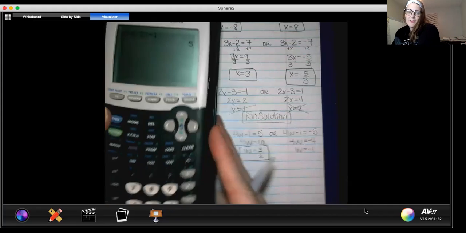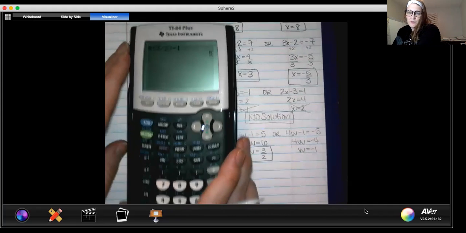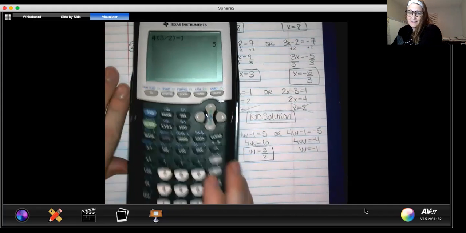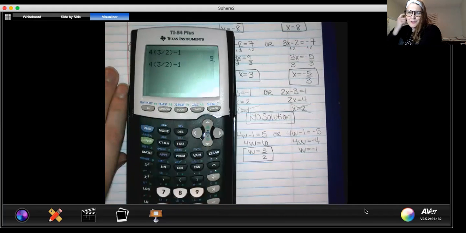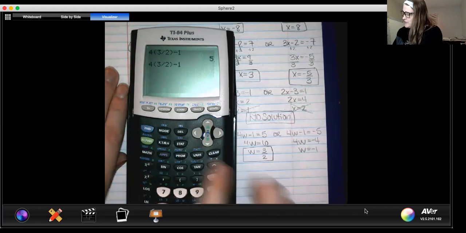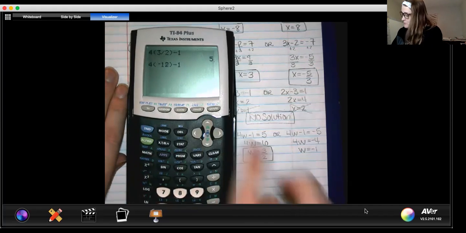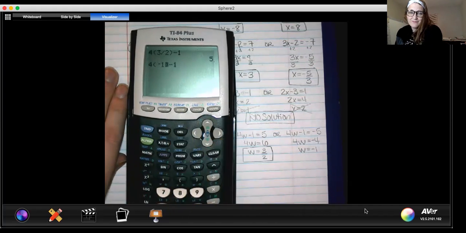Another fun trick on your calculator is if you hit second and enter, it rewrites exactly what you just typed. So I can go over and type what I want. And I want negative 1, but I don't need that extra 2, so I can just hit the delete button. Okay, and I get negative 5.